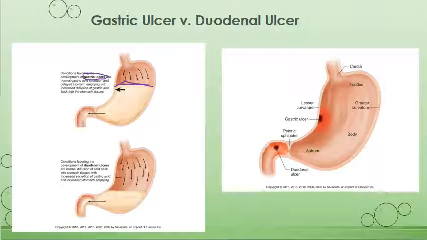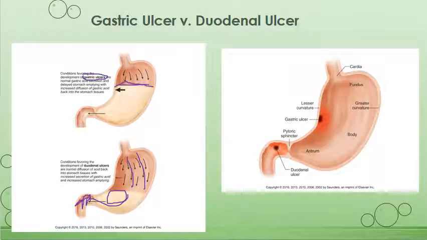With duodenal ulcers, those that occur beyond that stomach pyloric sphincter, you have a normal diffusion of acid back into the stomach with an increased secretion of gastric acid and increased stomach emptying. So there's more acid coming down here, see it? And then it tries to come out and it gets too much there. It comes out so fast that the duodenum can't handle it.